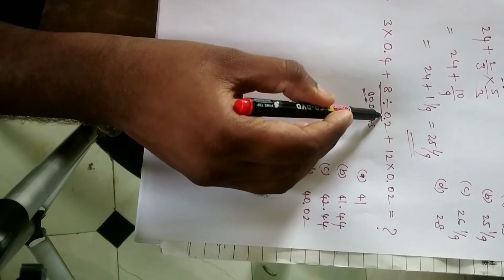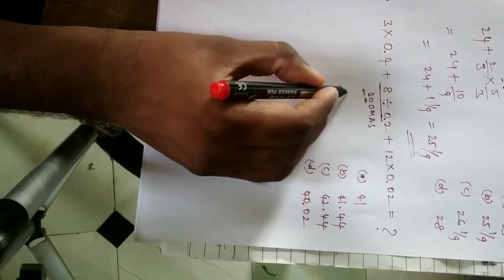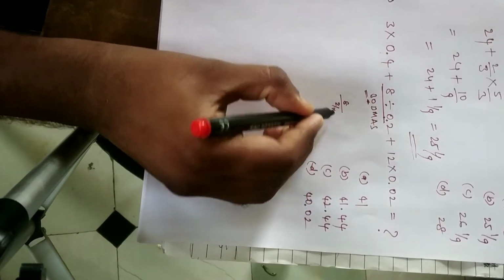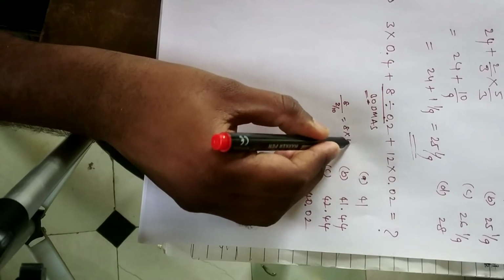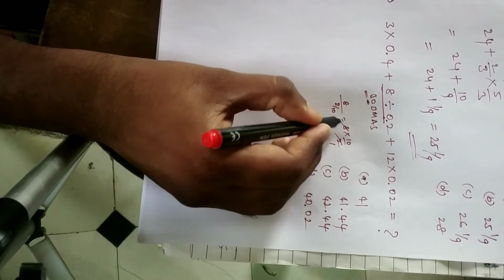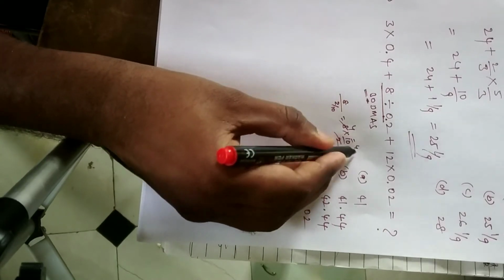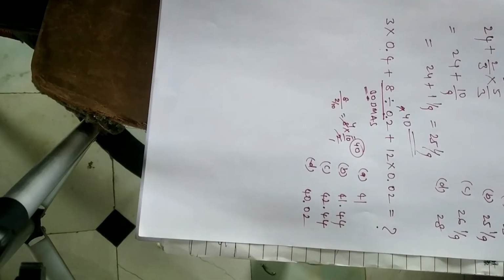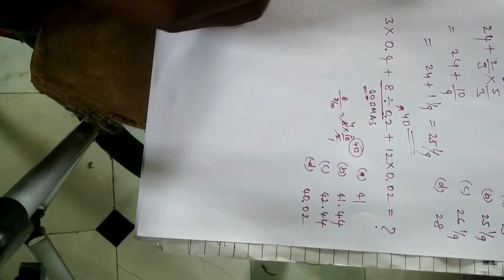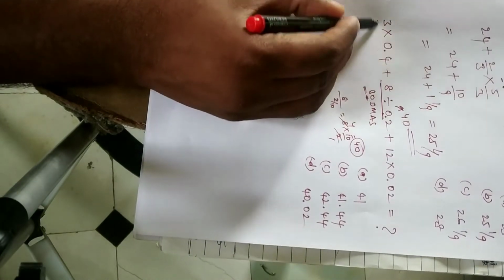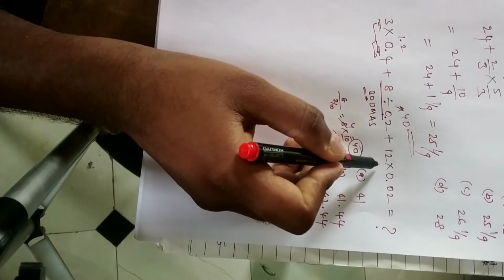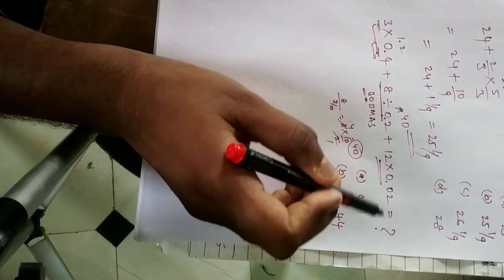8 divided by 0.2 is nothing but 8 divided by 2 by 10, which is equal to 8 into 10 by 2. 2 ones are 2, 2 fours are 8, so it is 4 into 10, 40. So it is 40, right? Next preference should be given to multiplication. So 3 into 0.4 is 1.2.